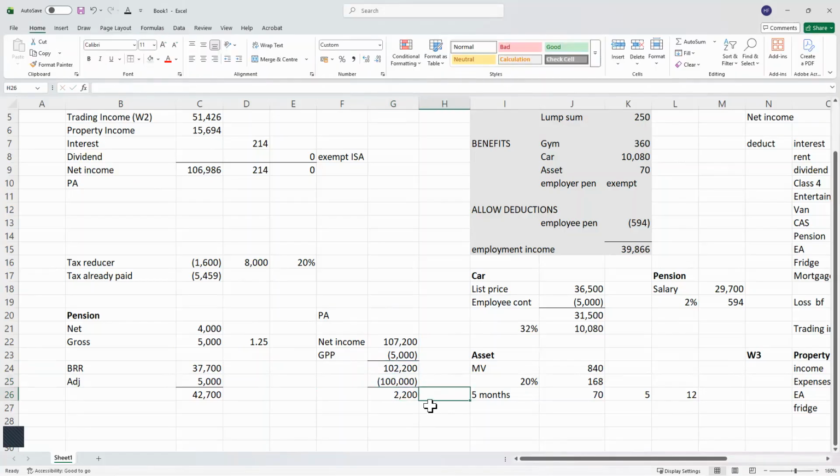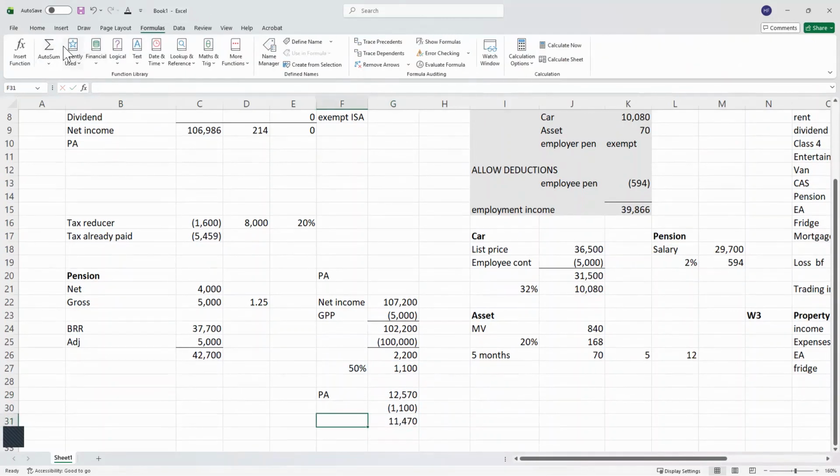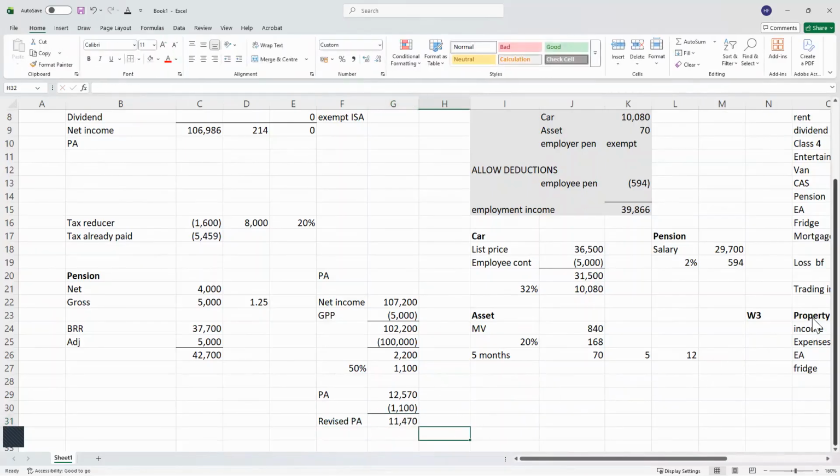And in respect of the personal allowance, for every £2 that the adjusted net income is above £100,000, the personal allowance is reduced by £1. So we need to take 50% of this. So if we take 50% of the 2,200, that means we need to adjust the personal allowance by 1,100. The standard personal allowance is 12,570. We can then make the adjustment for the 1,100. So this gives us a revised personal allowance of £11,470. So this is the amount that Harvey has tax-free.